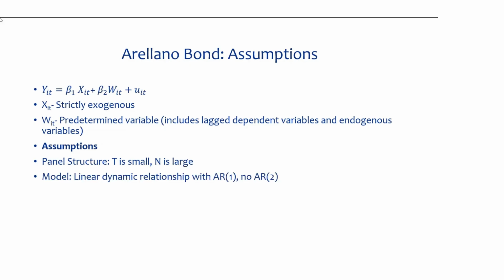And the assumptions: it's a micro panel. There is a linear dynamic relationship between y_i and y_i,t minus 1, suggesting that there is autoregression of order 1. What is autoregression?